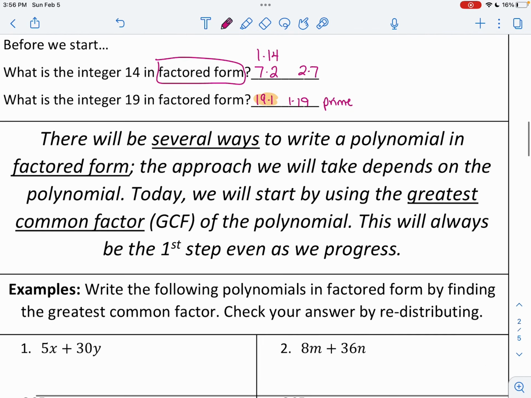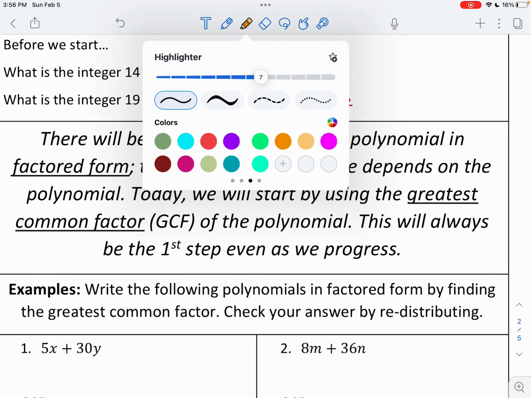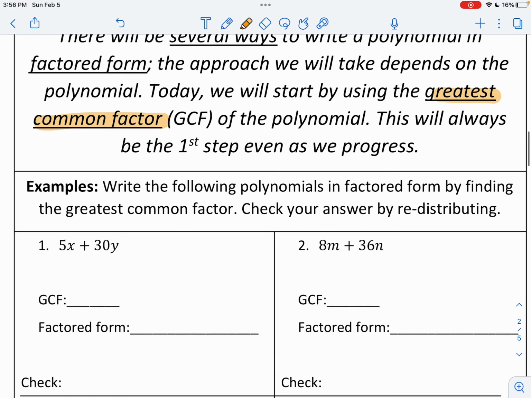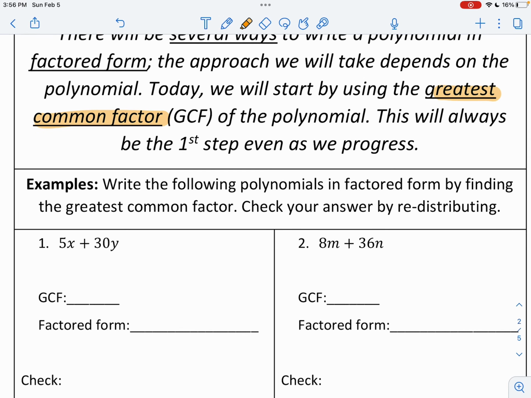Now, there are going to be several ways to talk about this factored form, but today we're just talking about this main concept. Again, we're not ready to go any further. We're just going to talk about how to split it with a GCF, a greatest common factor. As we progress, this will be step 1 of everything. So we're just going to start with step 1 when it comes to getting a polynomial into factored form. So for these examples, we need to write it in factored form by finding the greatest common factor, and we can definitely check by redistributing if we so choose to.